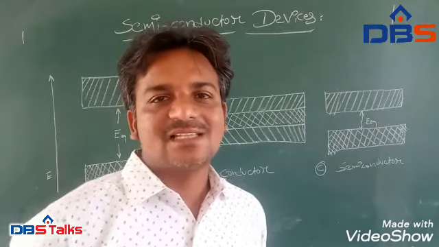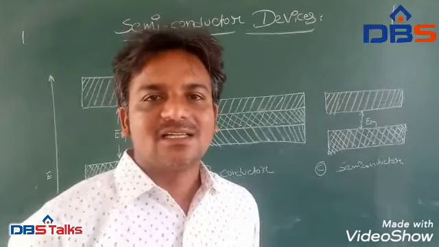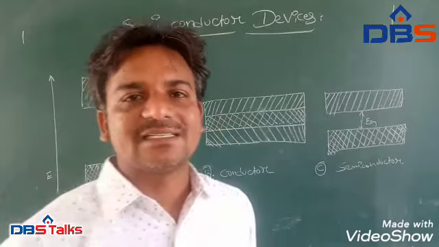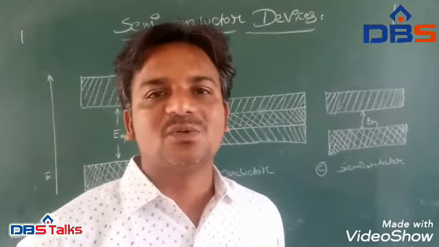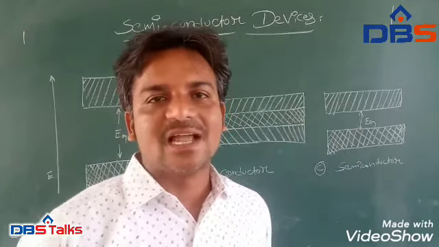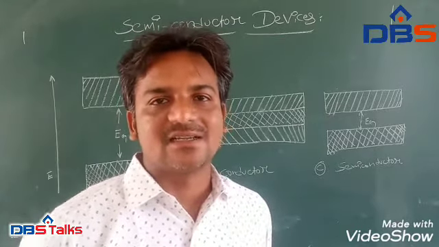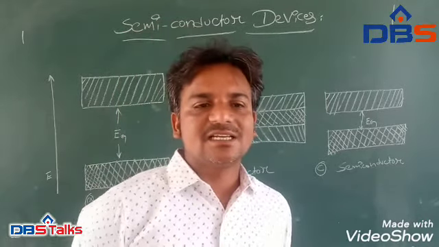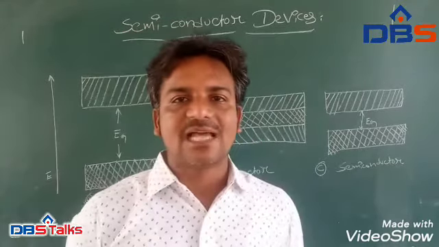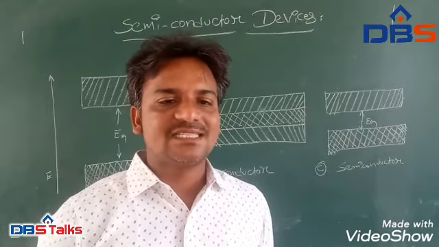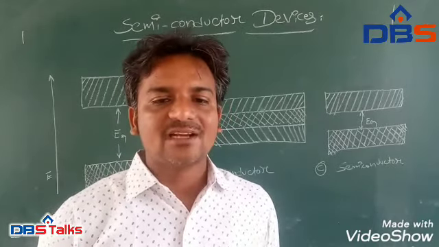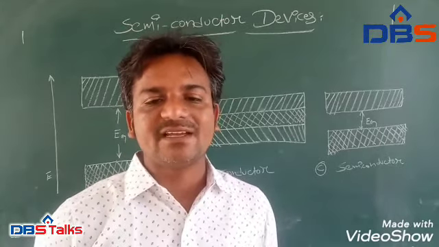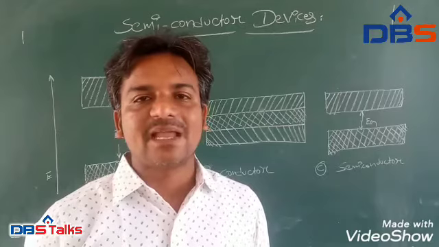So in today's class, I would like to explain about semiconductor devices. Before going to semiconductor devices, first of all we have to know what is electronics and what are the electronic devices present in different circuits. Electronics is the branch of science that deals with the study of flow and control of electrons and the study of their behavior and effects in semiconductors.